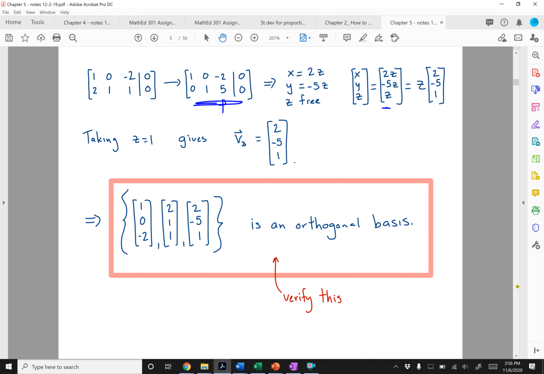You do the solution, and you get that any vector 2, -5, and 1, or at least a non-zero multiple of that, will work. So you can just take that one and add it in there. And you can check and make sure that pairwise each of these is orthogonal to the other one with dot products.